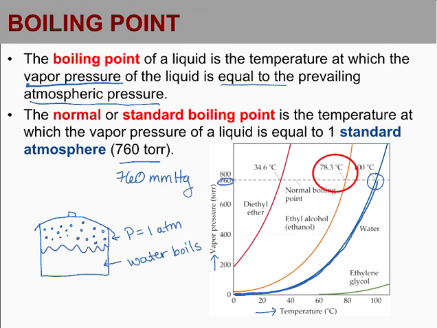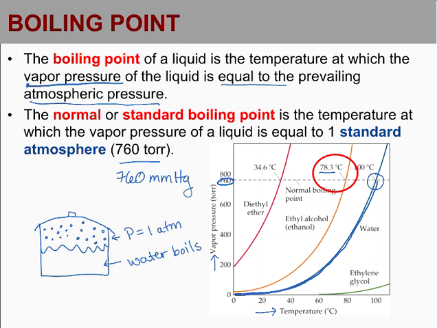So this normal boiling point is different for different liquids. For instance, ethyl alcohol or ethanol boils at a lower temperature. That's because the vapor pressure of ethanol is going to build up more quickly than that for water. Part of the reason is ethanol evaporates much more easily than water does, so it forms more vapor as we increase the temperature compared to water. So we'll reach the boiling point a lot faster.